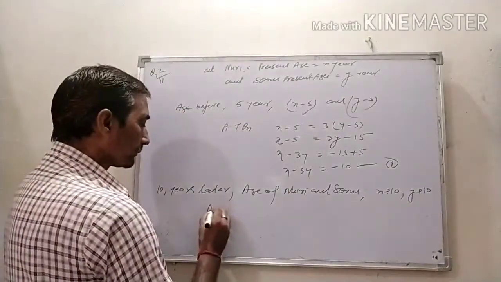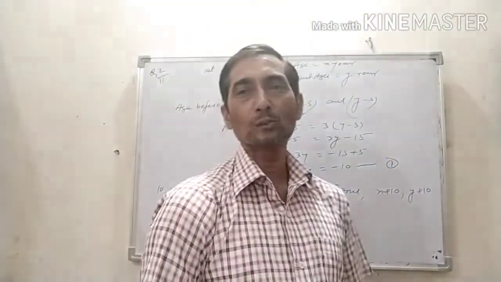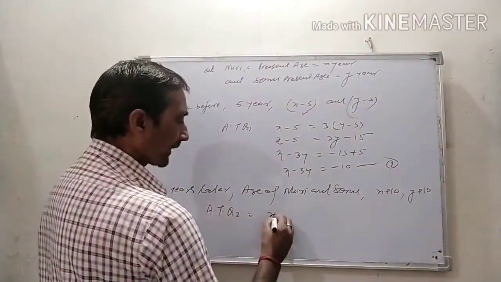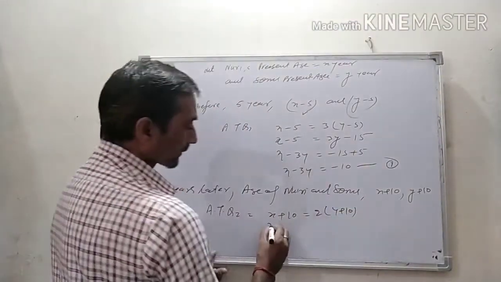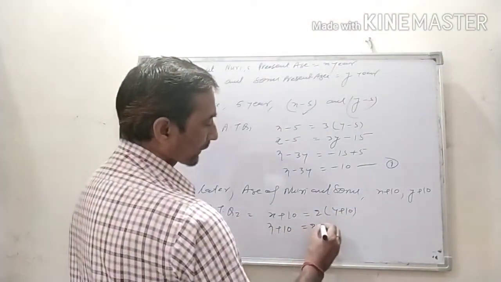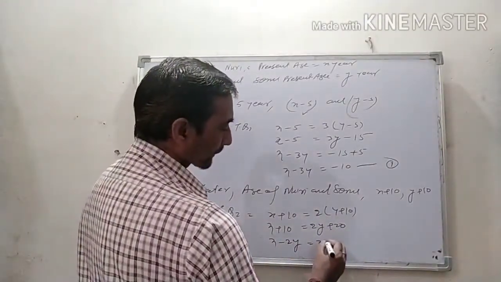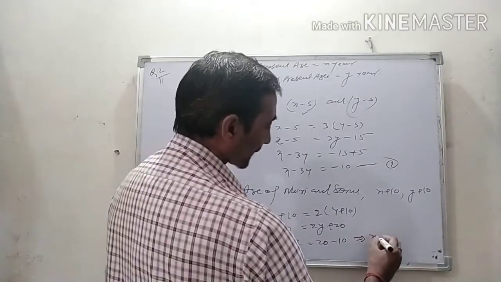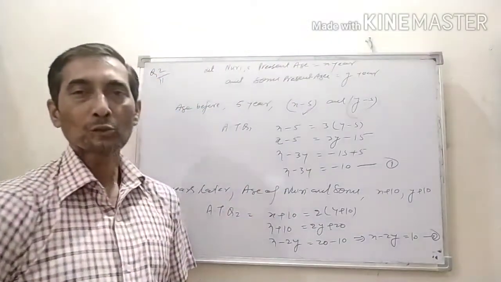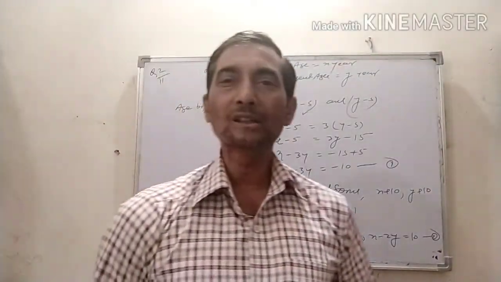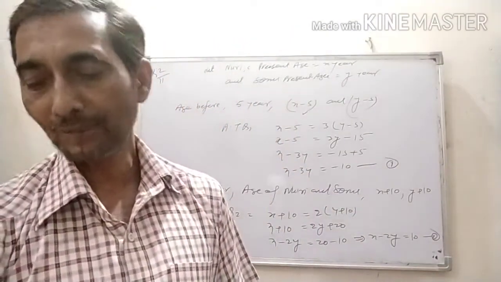According to the second condition, Noori will be twice as old as Sonu, that is X plus 10 equals 2 into (Y plus 10). Now X plus 10 equals 2Y plus 20, or X minus 2Y equals 20 minus 10, which implies X minus 2Y equals 10. Now the second equation. Your word problem has been converted into linear equations. Now we have to solve these equations and find the values of X and Y.